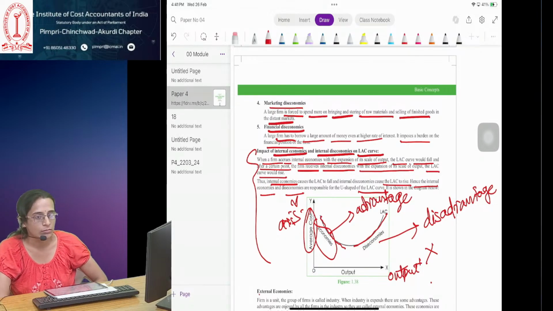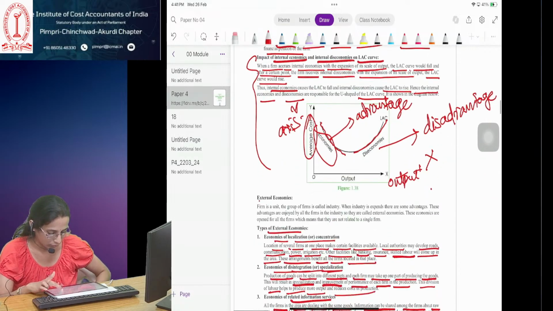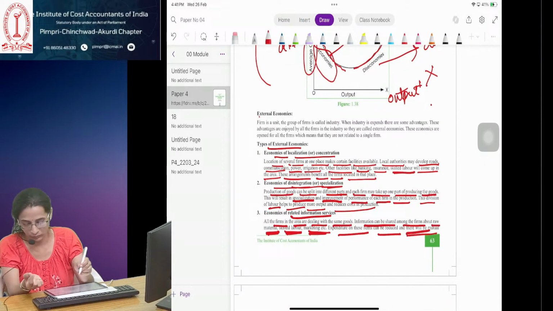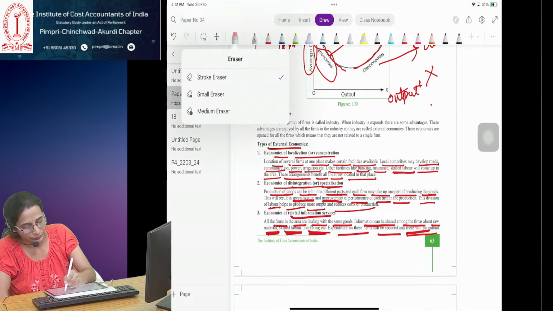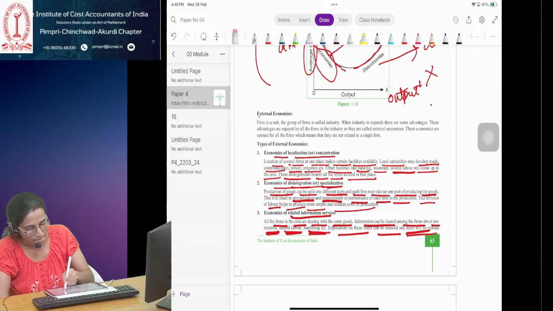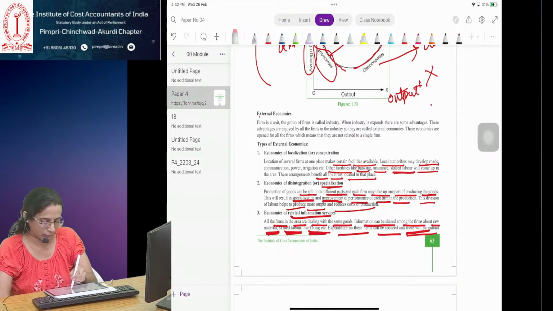Piyush, clear? You three clear? Ask him. Are you clear on economies, diseconomies? Now what are external diseconomies, Piyush? I'll erase this; till then you can tell me.